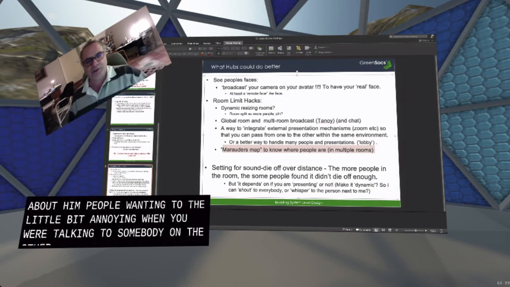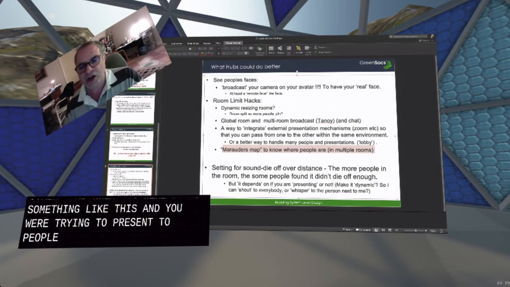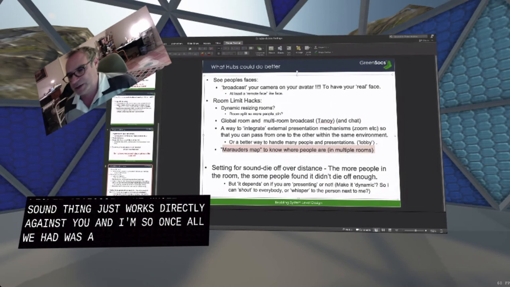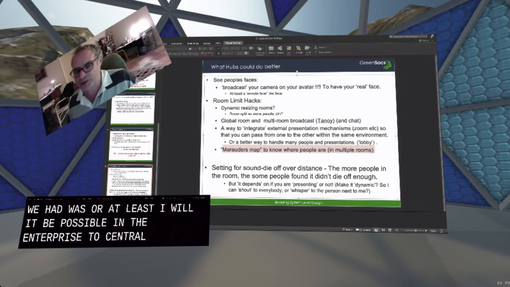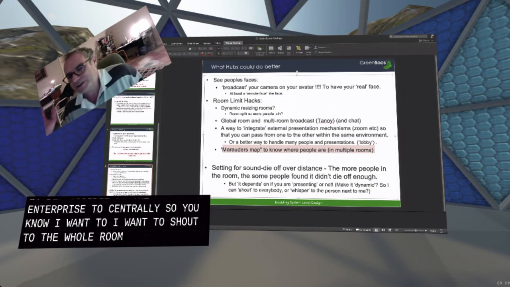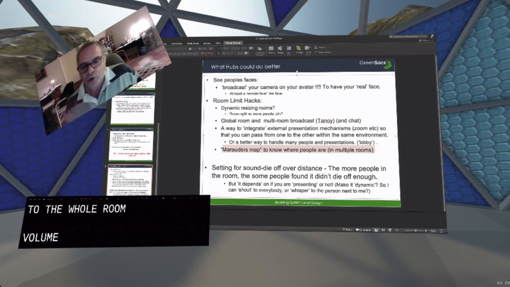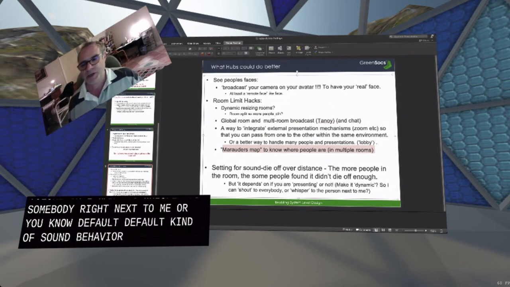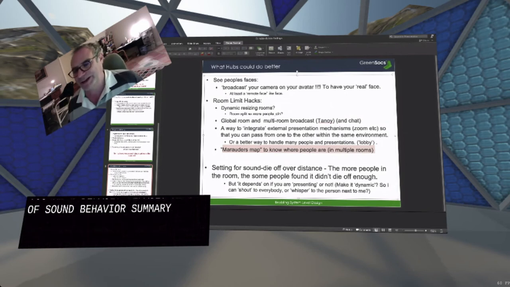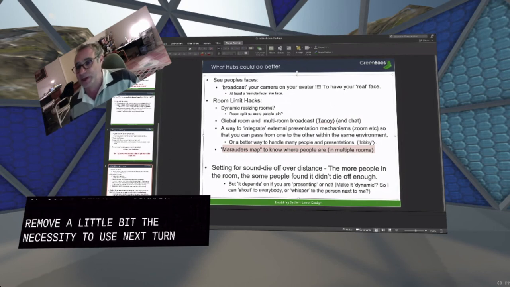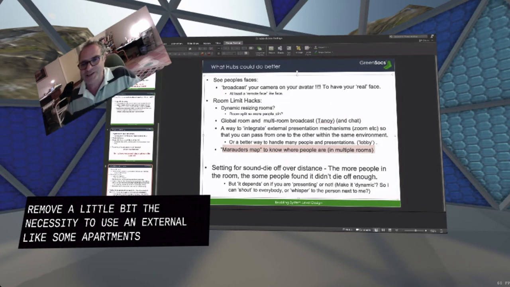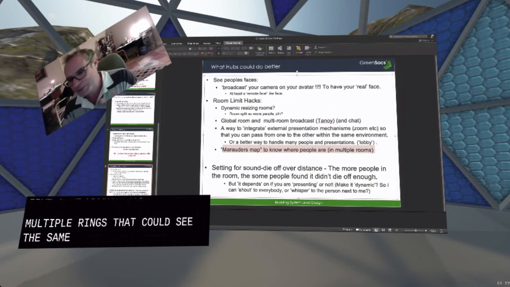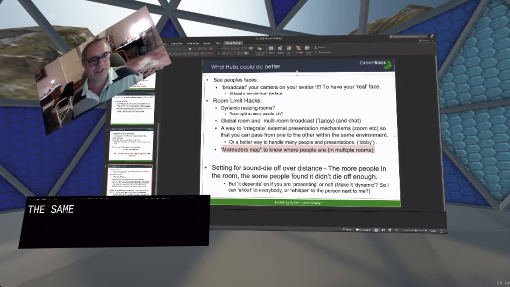On the other hand, when you were trying to present to people, the whole sound die-off thing works directly against you. So one thought that I had was, would it be possible in the interface to essentially say, I want to shout to the whole room? Maybe shout's not the right word, but I want to broadcast at the same volume to the whole room. Or I want to whisper to somebody right next to me, or have the default kind of sound behavior. Something like that would enable us to remove a little of the necessity to use an external Zoom environment. Again, one of the problems there is that you still need multiple rooms that could see the same Zoom call, because if you've got more than 25 people, it doesn't work. But okay, so sound settings was another issue.